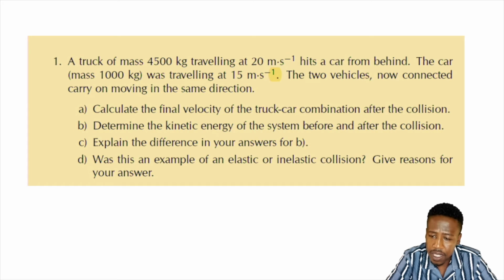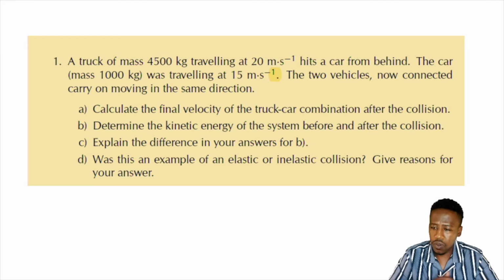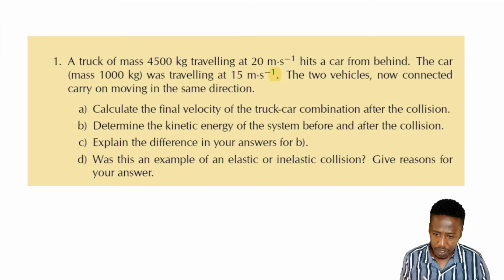And if you can see, the truck was traveling at 20 meters per second, and the car was traveling at 15 meters per second. Obviously, if it hits it from behind, it means they were traveling in the same direction. So that one is clear. Both of them would be moving in an easterly direction. And they want us to calculate the velocity of the truck-car combination after the collision, right?